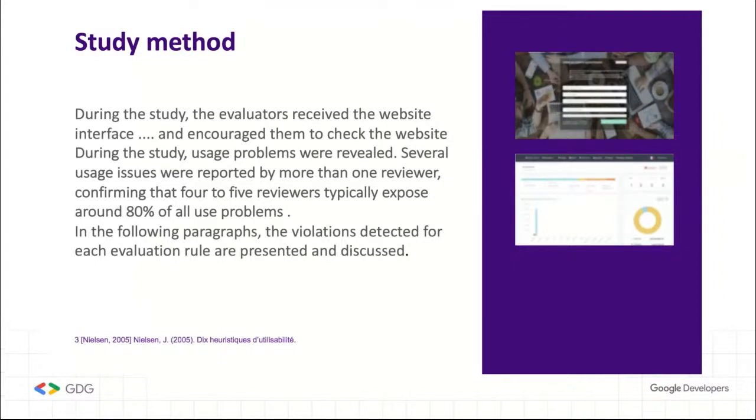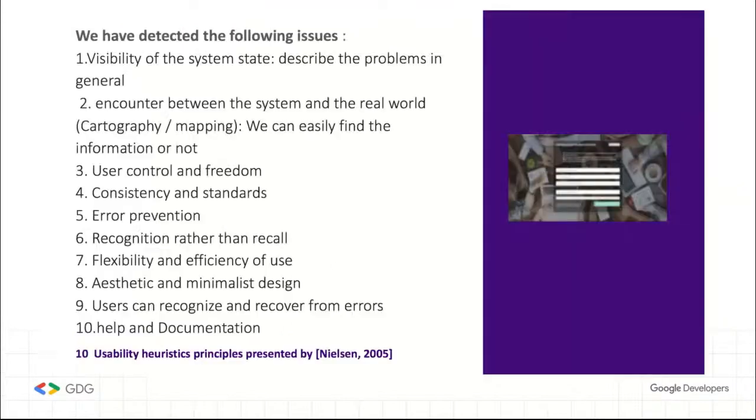Usage problems we revealed. Several usage issues were reported by more than one reviewer, confirming that 4 to 5 reviewers typically expose around 80% of all use problems. In the following paragraphs, the violation detected for each evaluation rule is presented and discussed. And this theory is mentioned by Nielsen in the 10 usability heuristics. We have detected the following issues.